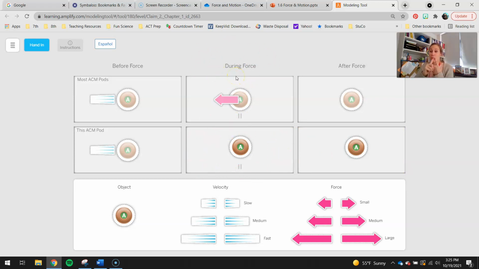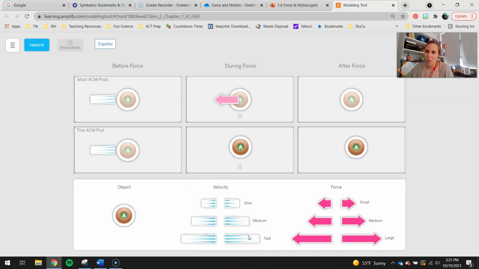So again, the correct direction of the force and the correct size of the force. Use those pink arrows. It doesn't matter which side you put them on as long as they point in the right direction. And then finally, you guys will model what the velocity of that pod looks like after. Again, correct direction, correct size.